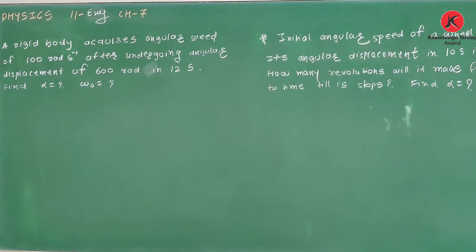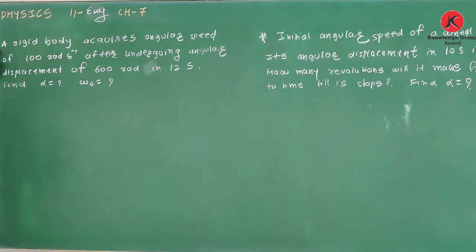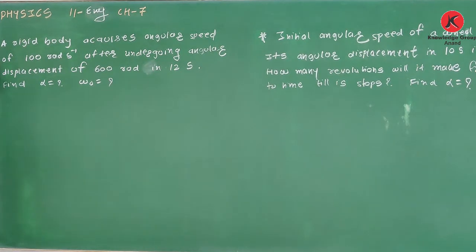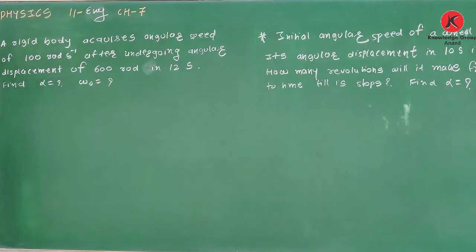Now we will see some questions based on rotational motion. A rigid body acquires an angular speed of 100 radian per second after undergoing an angular displacement of 600 radian in 12 seconds. Find the angular acceleration and the initial angular velocity.